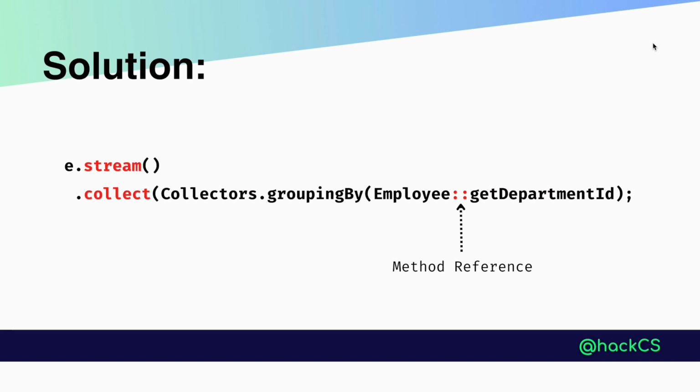The groupingBy collector takes a function that returns the key used for grouping and returns a map where the keys are the department IDs and the values are the lists of employees. Here the double colon sign, which has been highlighted, is another feature of Java 8, which is method reference. Now we are going to understand this question with an example.